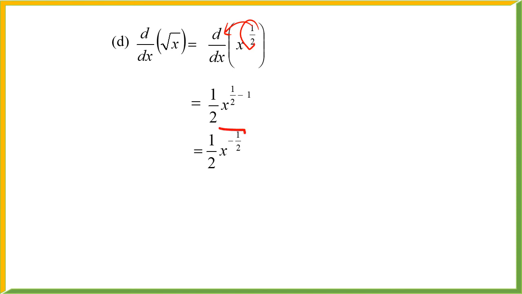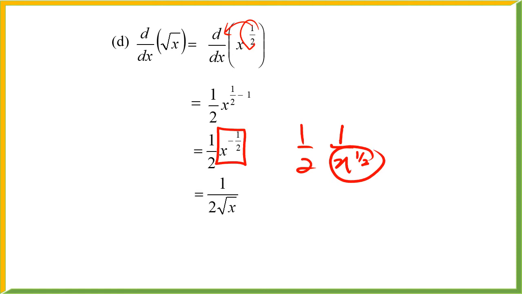So how do we simplify x to the power of negative 1 over 2? This is equivalent to 1 over x to the power of 1 over 2, and x to the power of 1 over 2 is equivalent to the square root of x. So it will be 1 over 2 square root of x. Okay, so this is for x to the power of n. Let's see the other example.